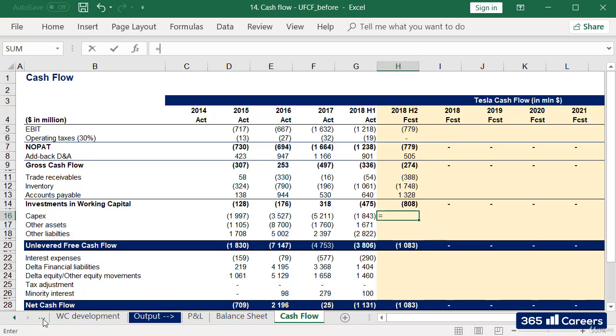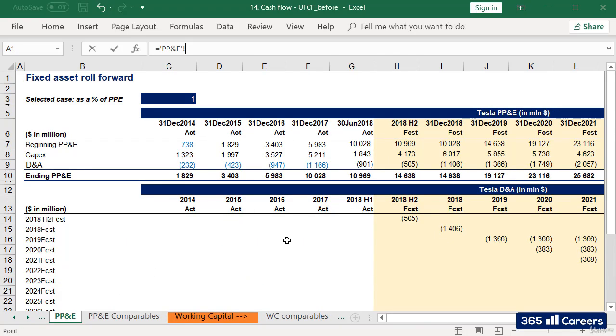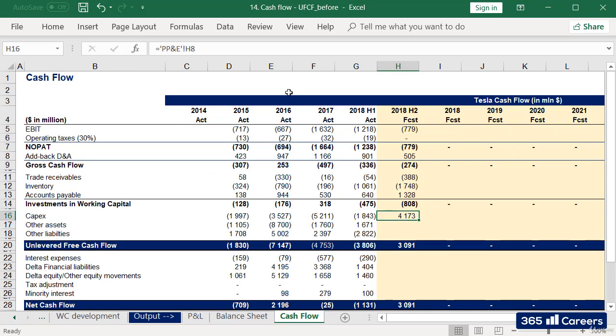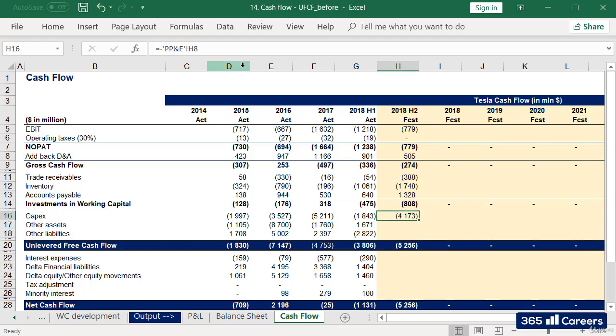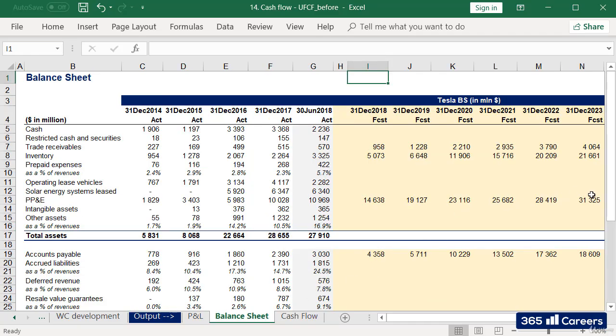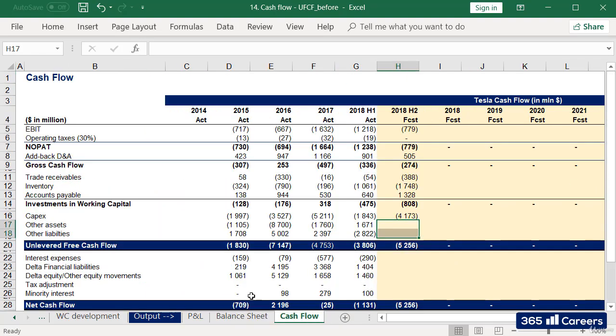Earlier, we completed the entire fixed asset roll forward schedule, remember? This is when we obtained CapEx. I'll simply add it here, and we'll put a minus sign in front of it, given that capital expenditures are money that we spend. Other assets and liabilities? We have still not forecasted any of these. We will have to do that in our next 2 lessons. And once we have done that, we will be ready to obtain unlevered free cash flow.